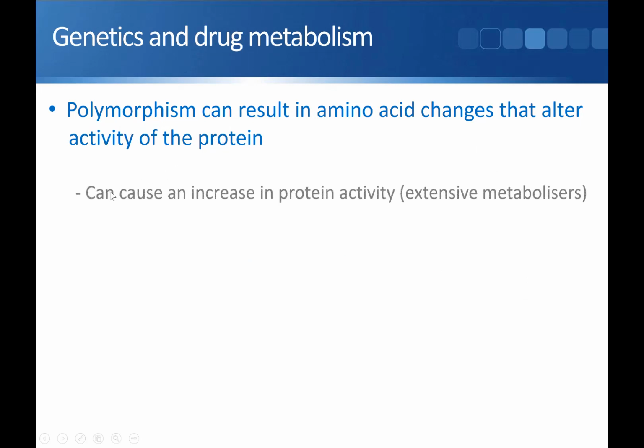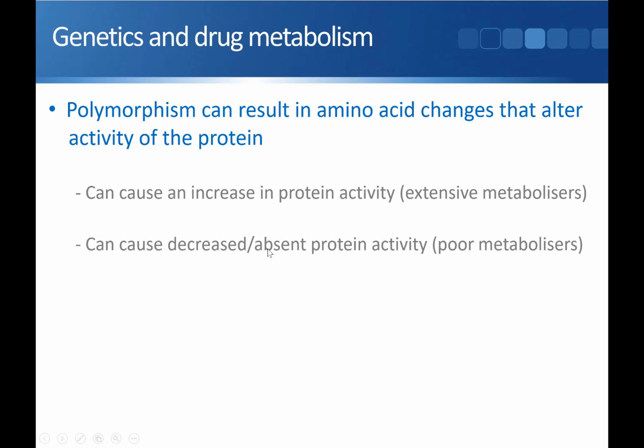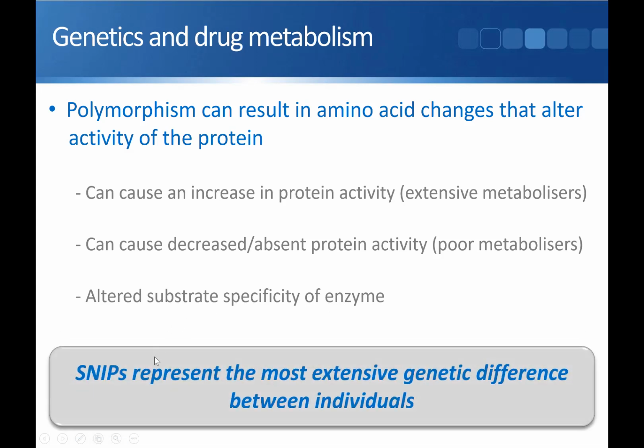So you could get a protein that's even more active, and patients with this type of mutation could be described as extensive metabolizers. Of course, the mutation could cause decreased or absent protein activity, so some patients can be poor metabolizers. If it's their cytochrome P450 enzymes that are affected, then they will be less able to metabolize drugs than, let's say, a normal person. The mutation could cause altered substrate specificity of the enzyme, and SNPs represent the most extensive genetic difference between individuals.